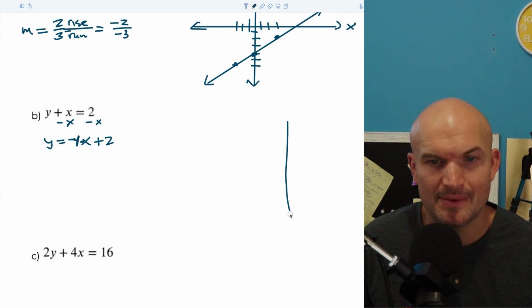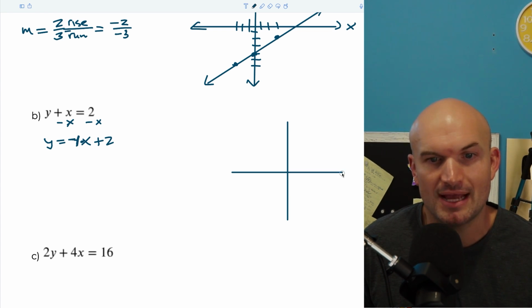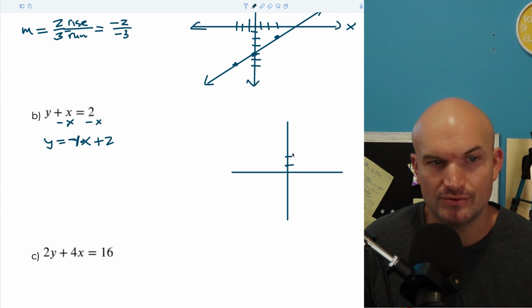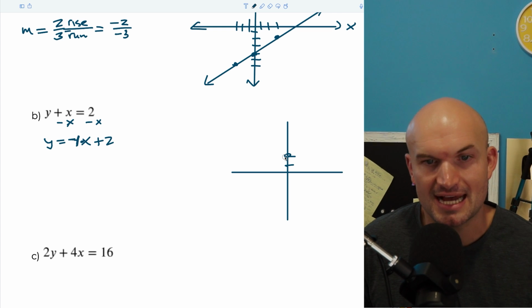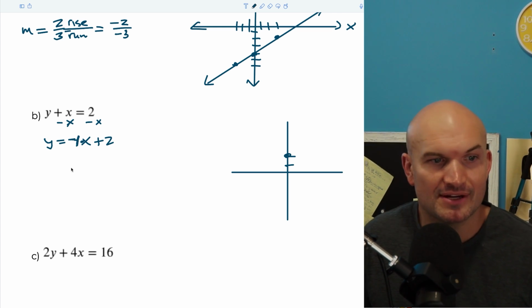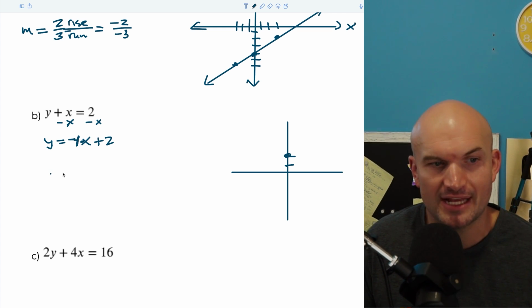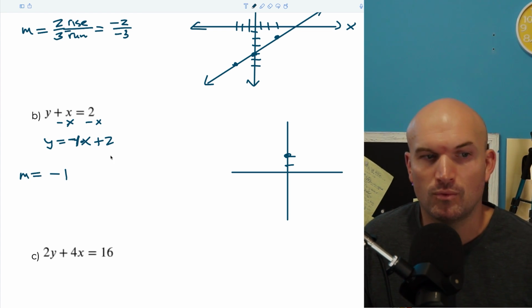So again, going with the same idea here, we're going to go to a positive 2. So I'll have my nice x and y axis. I'm going to go up to positive 2. That's my y-intercept. Make a nice little dot. Now, again, I have a negative x. Now, here's where it kind of gets interesting. So we have a negative 1. Well, if m equals negative 1, what do you do?